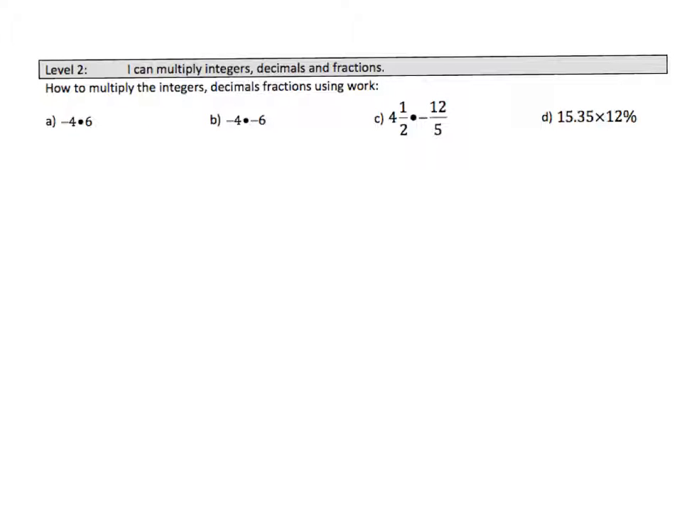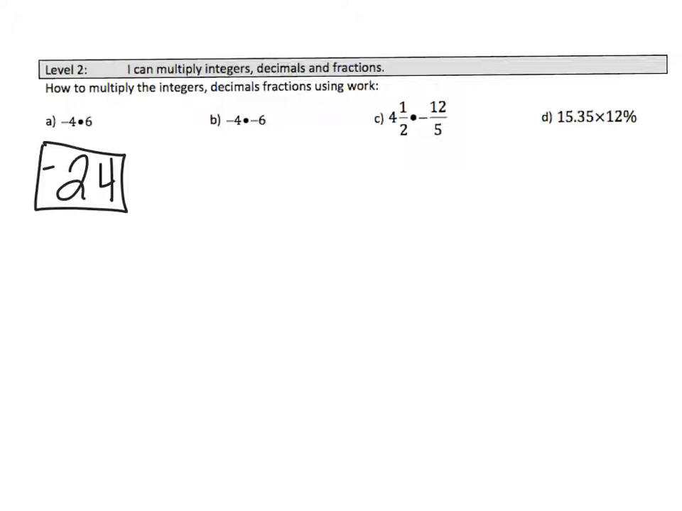Okay, level 2, multiplying integers, decimals, and fractions. So we're still working with positive and negative numbers and fractions and decimals, but we're going to be multiplying now. So in A, you've got negative 4 times 6, and note that you've got a negative times a positive number. This result will always be a negative. So if you have negative 4 times 6, think just what's 4 times 6, that's 24. But since one of them is negative, your answer is going to be negative.